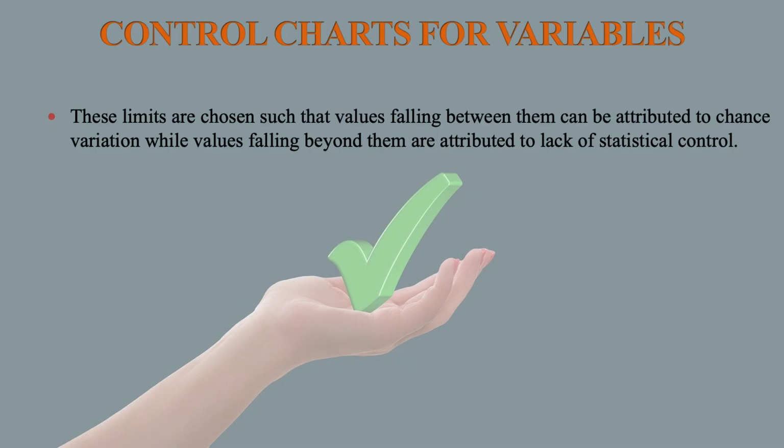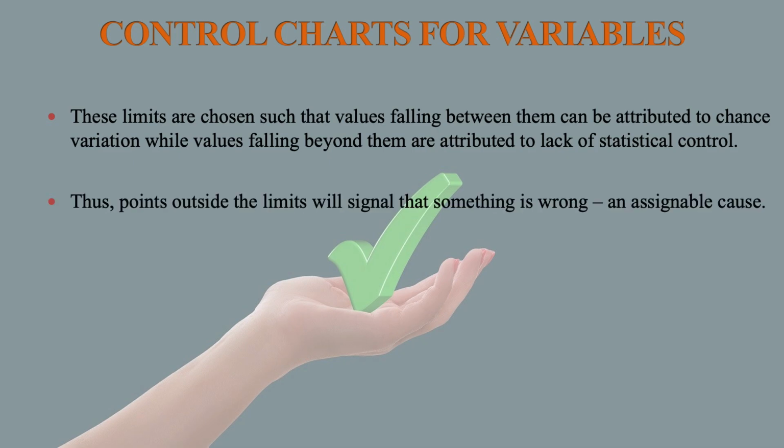In short form, lower control limit we will say LCL, and in short form the upper control limit we will say UCL. These limits are chosen such that values falling between them can be attributed to chance variation, while values falling beyond them are attributed to lack of statistical control. Thus, points outside the limits will be signaling that something is wrong, an assignable cause.